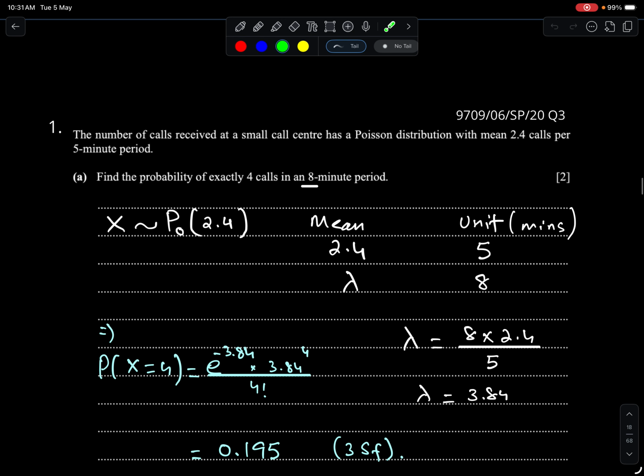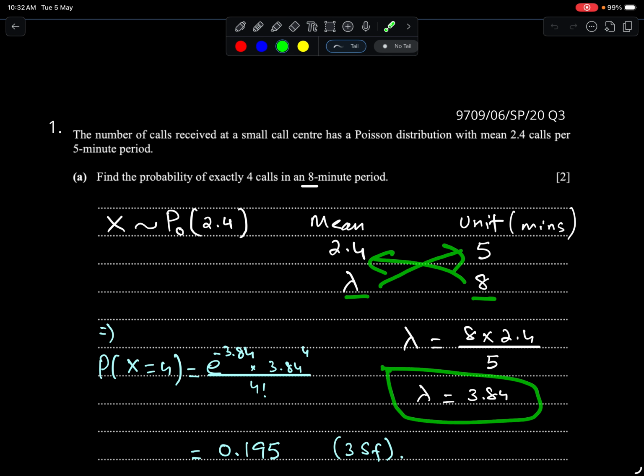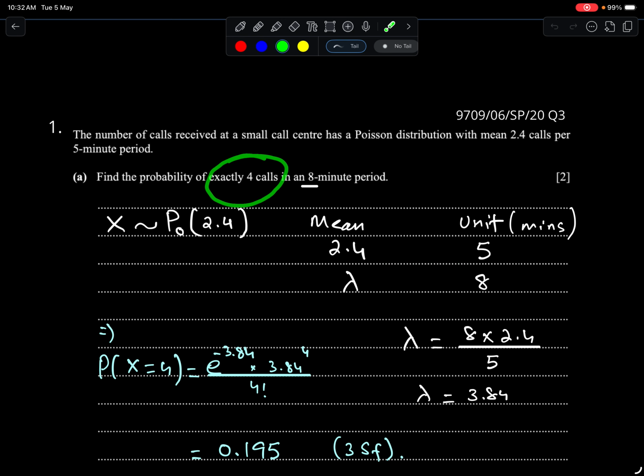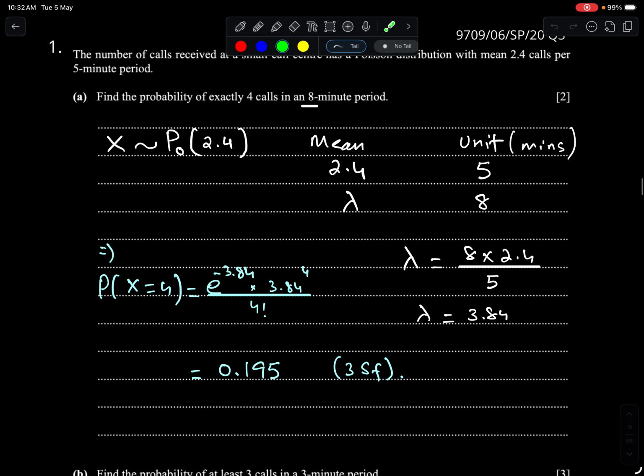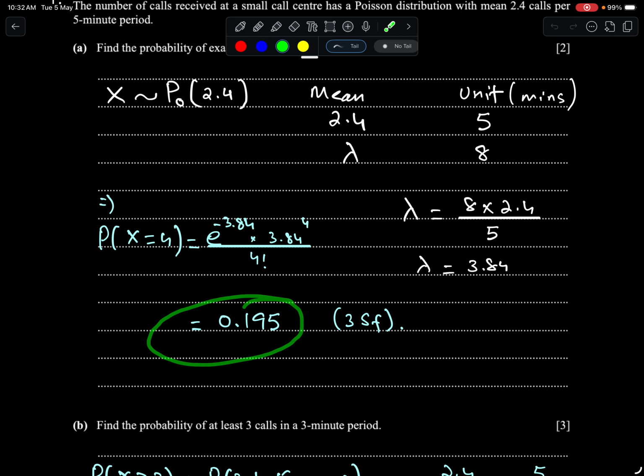Make sure you always check the unit of lambda. The number of calls received at a small call center has a Poisson distribution with mean 2.4 calls per 5 minutes. So write 2.4 for 5 minutes. We need the probability of exactly 4 calls in an 8-minute period. So get the value of lambda for an 8-minute period. Do cross multiplication. This is the value of lambda, 3.84. Now get this probability, x is equal to 4. And make sure you always write your non-exact answers up to 3 significant figures.